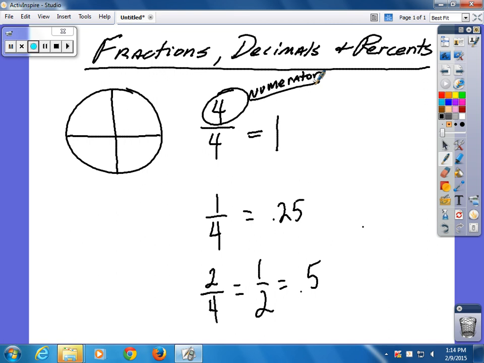Affected, A-F-F-E-C-T-E-D. The denominator does not change. The denominator represents how many was in the original quantity. In this case, 4. It does not change. And that is basically a fraction.